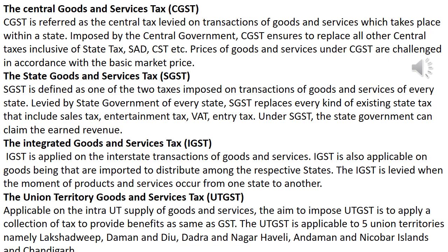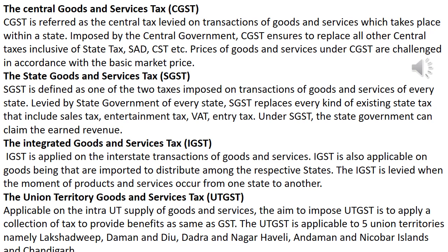Coming to State Goods and Services Tax, abbreviated as SGST. This is one of the two taxes imposed on the transactions of goods and services of every state. So every state has a certain tax, that is nothing but State Goods and Services Tax. It is levied by the state government of every state. As such, Central Goods and Services Tax is levied by the central government, and State Goods and Services Tax is levied by every particular state.